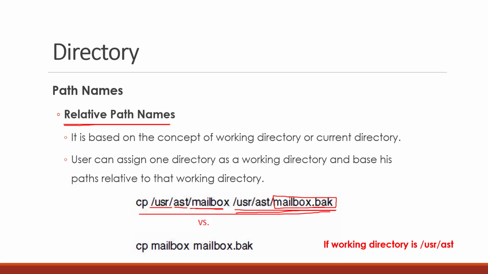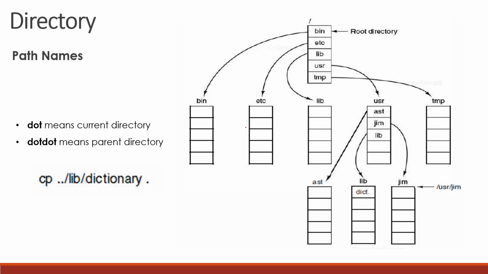Instead of doing this, you can use relative path names. If we believe that our working directory currently is /user/ast, which means we are currently working in this directory, then we don't have to specify the whole path over here. We can use the relative path. We can use just the name of the file and the name of the backup file. That's it. This type of thing is called a relative path name, right?